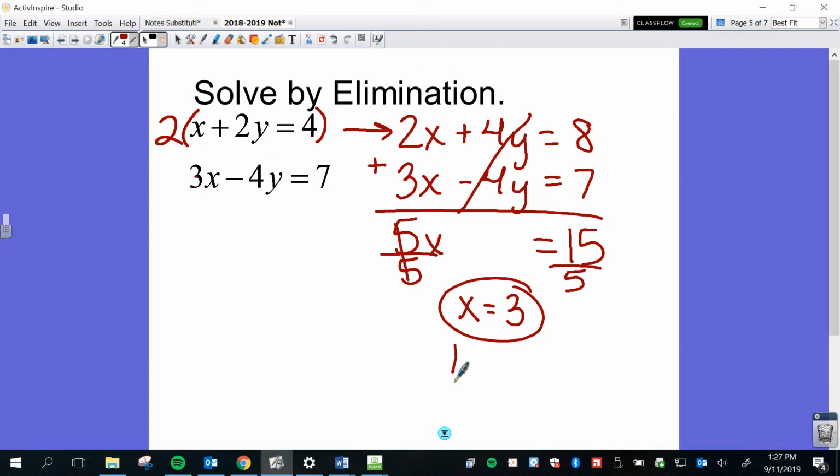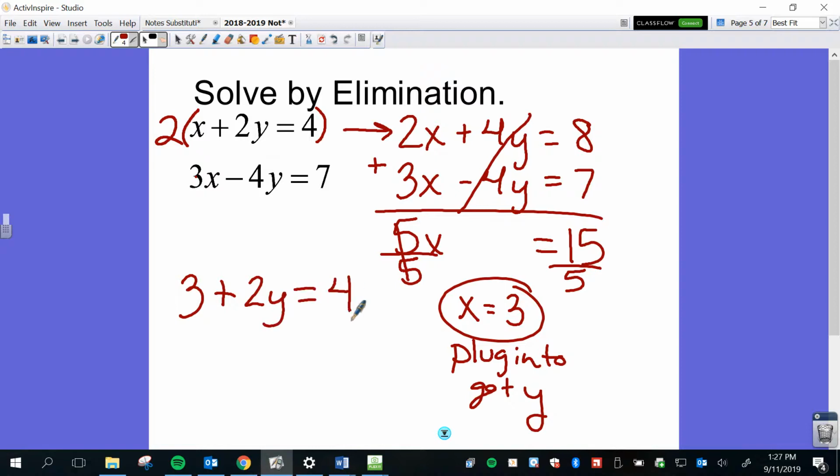So now I'm going to plug this in to get y. I'm going to choose the original top one just because it's got the smallest numbers, right? X is the number 3 plus 2y equals 4. And now I'm solving for y, right? Wouldn't I just take away 3? So 2y equals 4 minus 3 is 1. Then I would divide by 2.